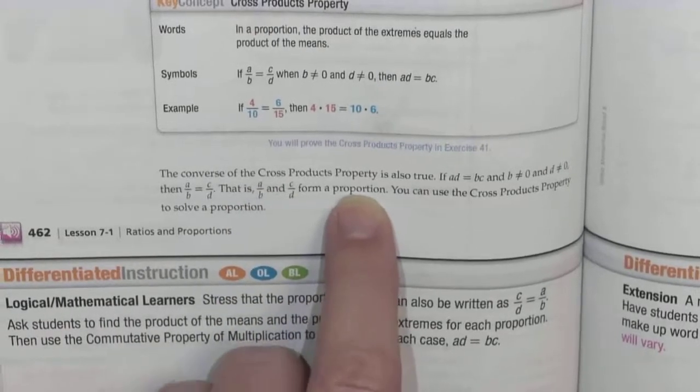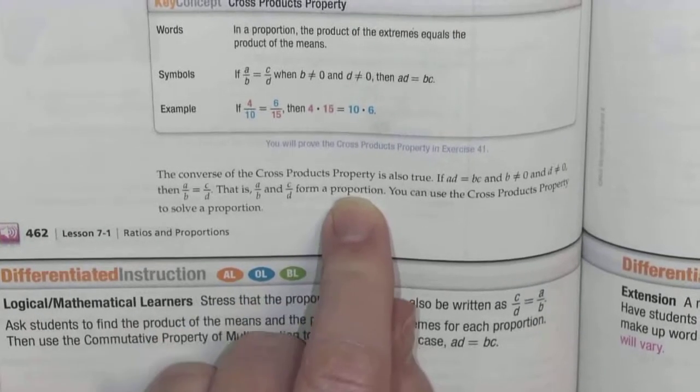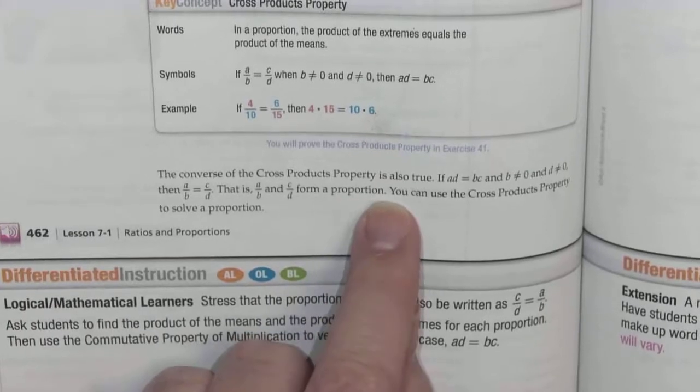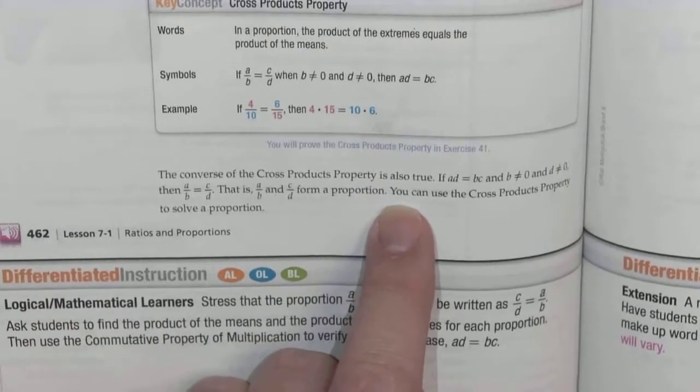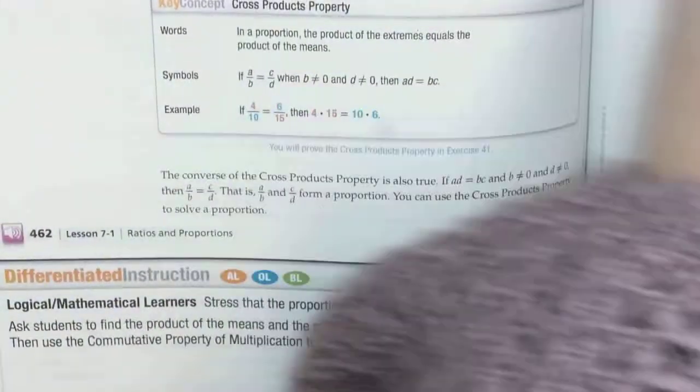So that's what I was just saying. That's really wordy, but if you cross multiply and that's equal, then you have proportions. You have equal proportions or equal ratios. You can use the cross product property to solve proportion problems.